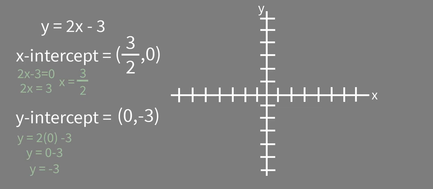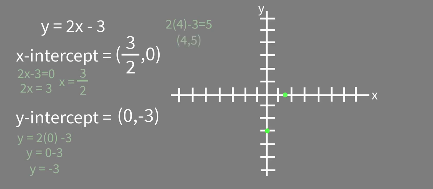We know that the x-intercept is 3 halves. Make my (3/2, 0) there. And we know the y-intercept is (0, -3). And let's go ahead and plot one more point. Let's go ahead and go with 4. So at 4, 2 times 4 minus 3 equals 8 minus 3, which is 5. So we know we have one more point with (4, 5).